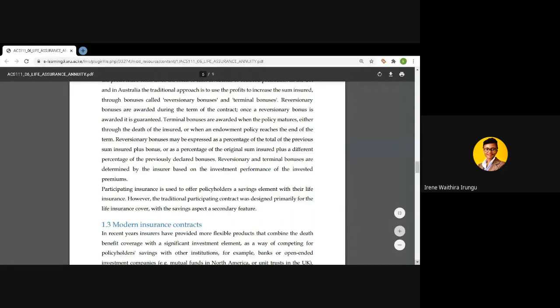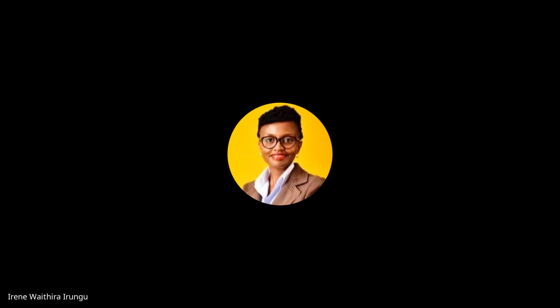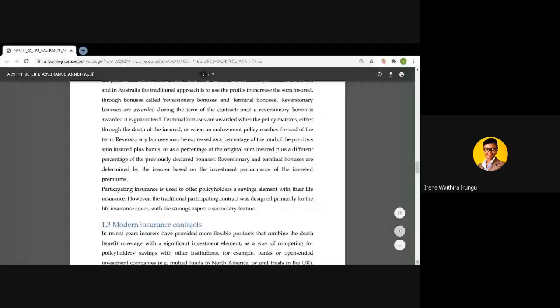So these participating insurance contracts offer the policyholder that bit of the savings element along with their life assurance policy. Their primary focus still remains life insurance cover and not the savings element, which is the key distinction from the modern types of contracts, which incorporate a large element of savings.